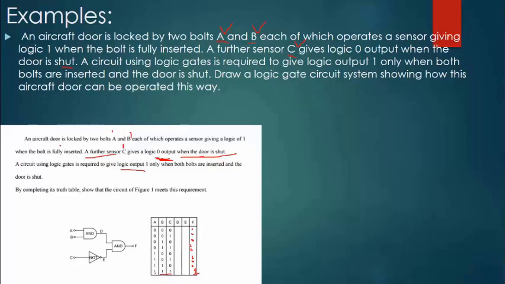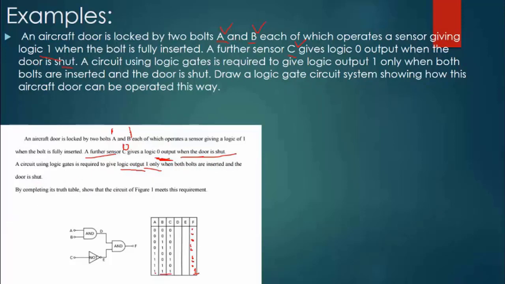So, you have an aircraft door locked by two bolts A and B, each of which operates a sensor giving logic 1 when bolts are fully inserted. You remember, when they are fully inserted, it is logic 1. So, when both bolts are inserted, they are supposed to read 1 and 1. So another sensor C, which is another input, gives logic 0 when the door is shut. So when the door is shut it reads 0. Okay, so a circuit is required to give logic output 1 only when both bolts are inserted and the door is shut.